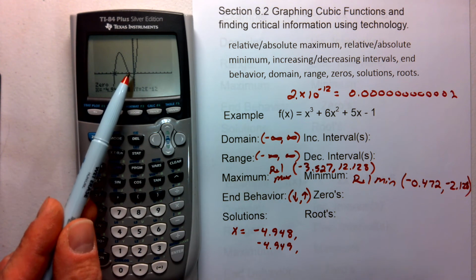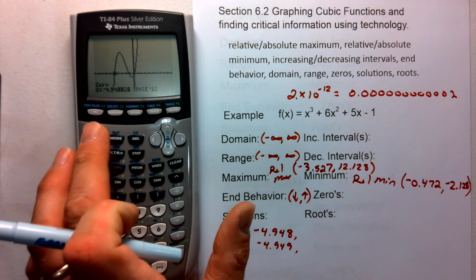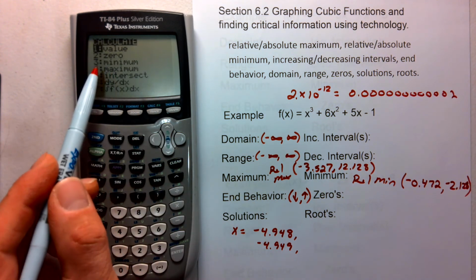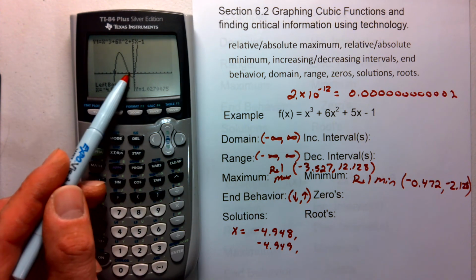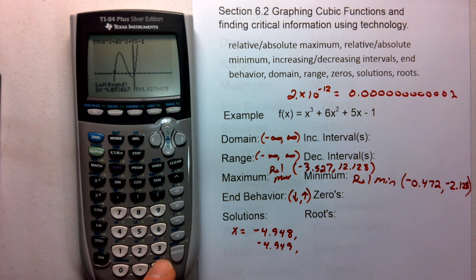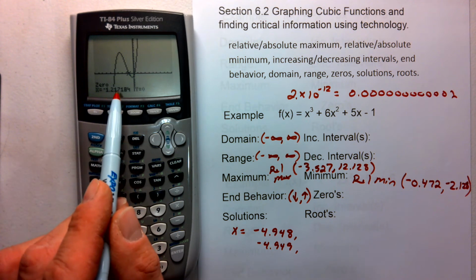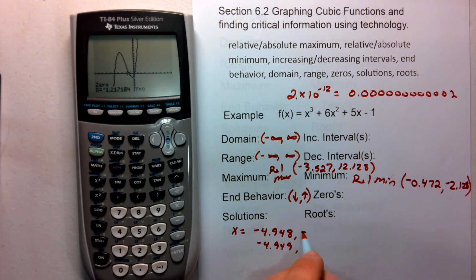It looks to me like we have one at -1. So we're going to do the same process. Second, calculate. We're going to find that 0. So number 2. Again, I want to be to the left of it, so I'm going to type in, say, -2. It looks like 0 would be to the right of that. Hitting enter, I get a -1.217.